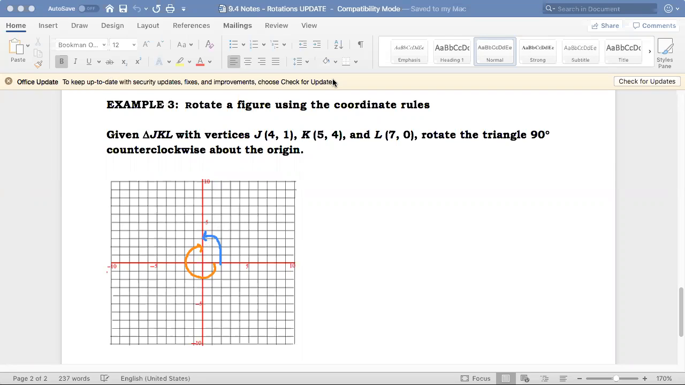So let's take a look at this. So let's first plot our original point. So we have our triangle JKL. Again, it's the same coordinates that we had for that last one. So we've got 4, 1, 7, 0, and 5, 4. J, K, and L. And then I'm going to connect my lines.